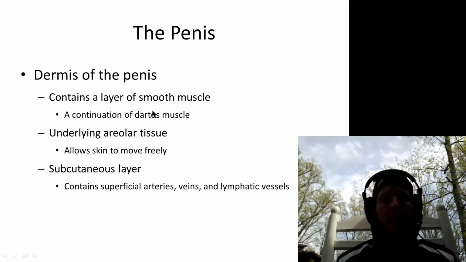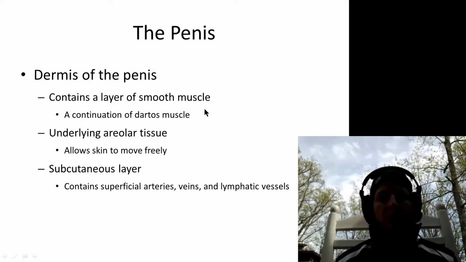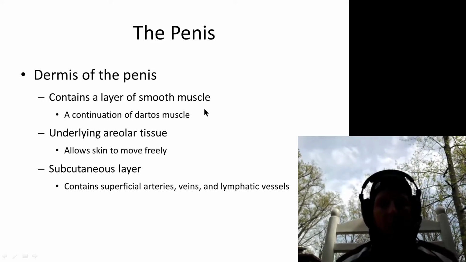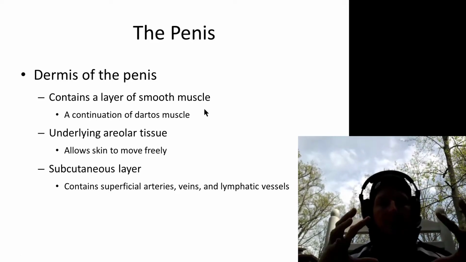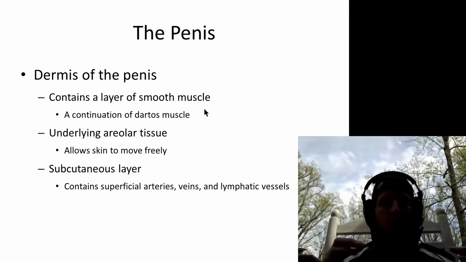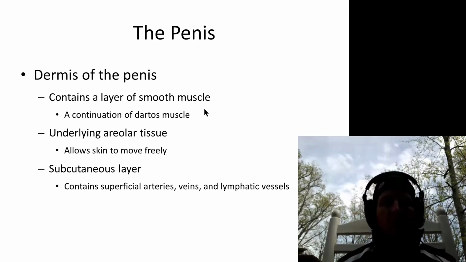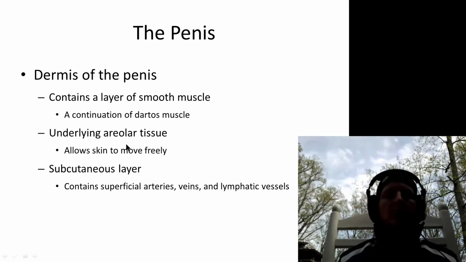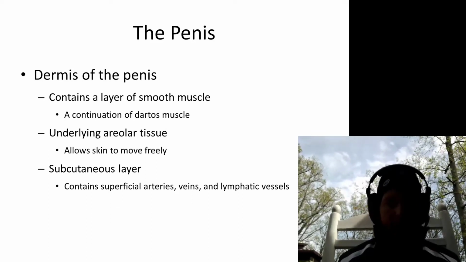All right, so as we've said before, we've got a layer of smooth muscle right under the skin called the dartos muscle. It is a continuation of the dartos that we saw in the scrotum. And basically this is what can give the overlying skin a crinkly appearance. Now, obviously, the skin has to be able to accommodate shifts in position and change and all this kind of thing. So that's why we have this areolar connective tissue underlying it that allows the skin to move freely.